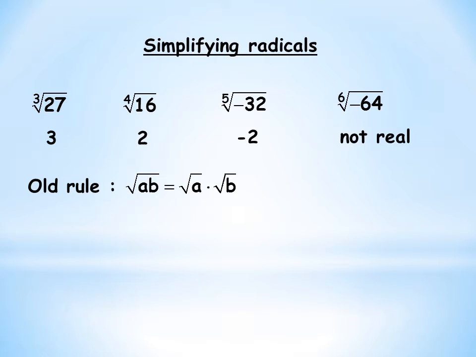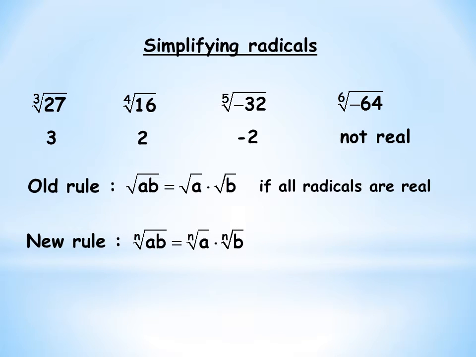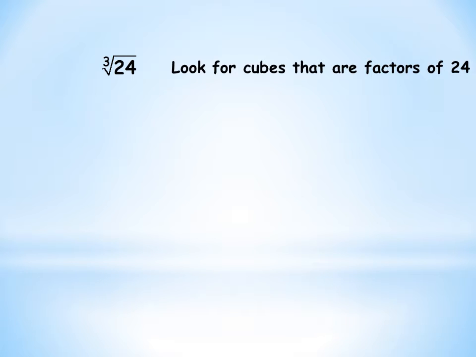So we used to separate square roots by saying the product can be broken up into the square root of a times the square root of b, again, if we're talking about real numbers. And now we can do the same thing as long as the indices are the same. So if I have the cube root of 24 and I want to simplify that, I can break that down into 2 cube roots, but I'm looking for one that might be a perfect cube. For instance, the cube root of 8 times the cube root of 3. Well, I know the cube root of 8 is 2, so I can simplify this down to 2 times the cube root of 3.